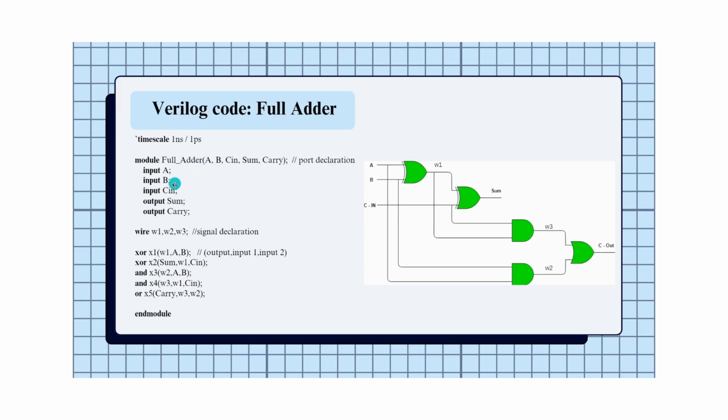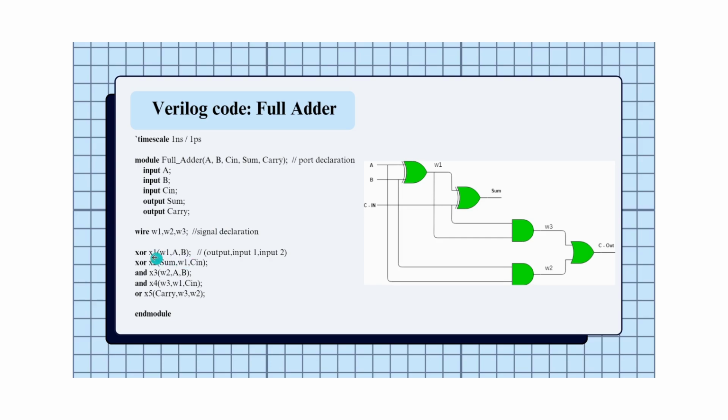Now comes the port declaration, declaration of input and output ports. As we all know, full adder has three inputs and two outputs. Then we require three wires, which are used to connect different parts of a circuit, and by default has a mode input output.